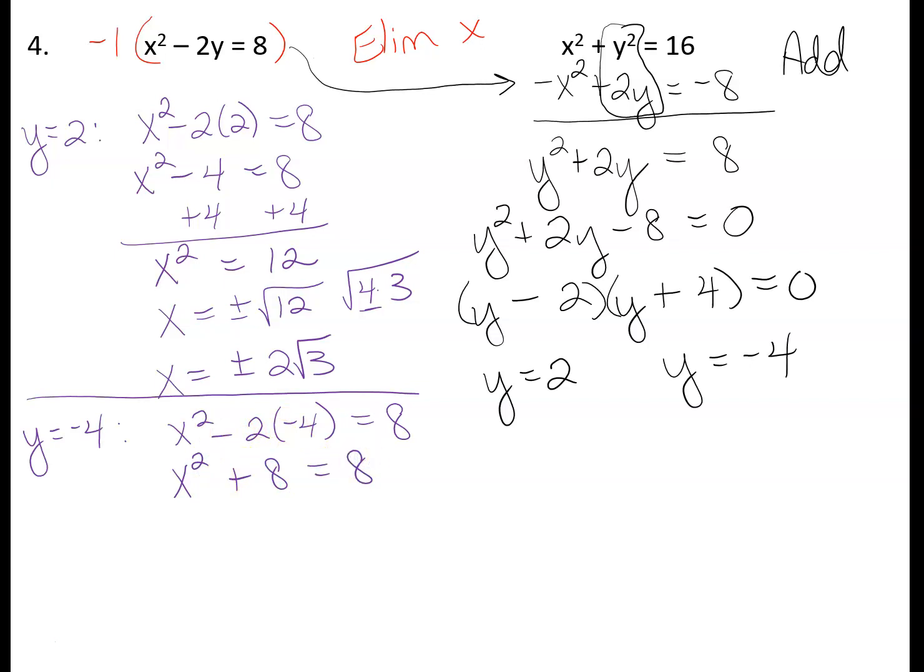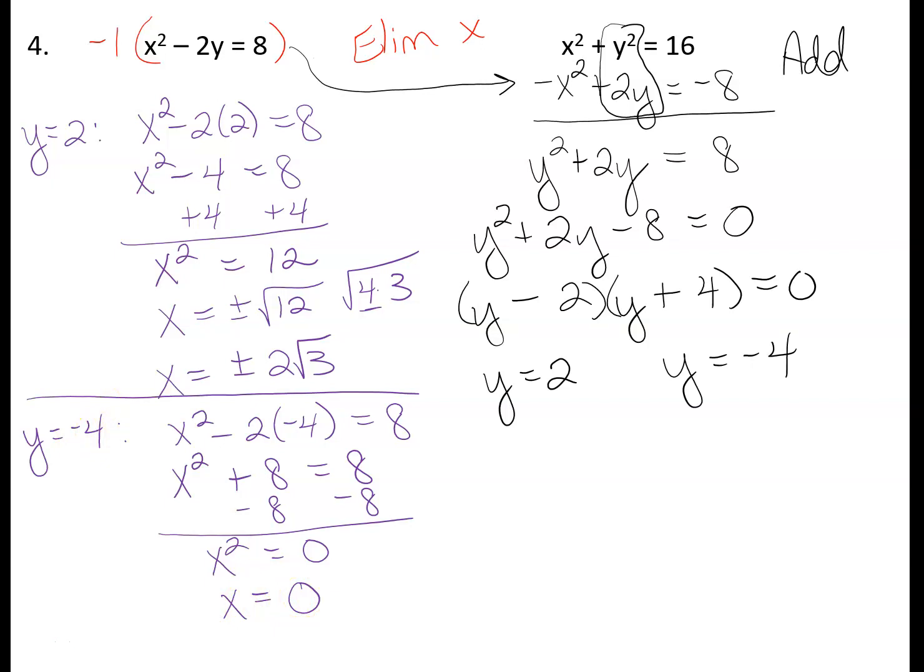So, square root method again. Isolate your x squared. Let's subtract the 8. Minus 8 minus 8. And x squared equals 0. Square root both sides. Well, when you square root 0, you do not need a plus minus because 0 is neither positive nor negative, and the square root of 0 is just 0. So you're only going to get one answer for x when you plug in negative 4.